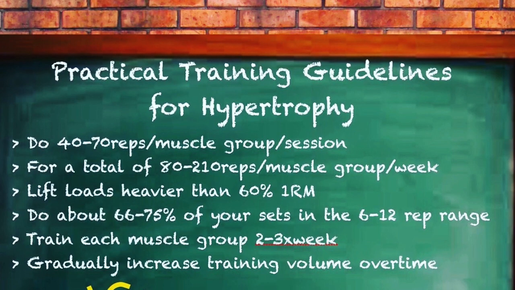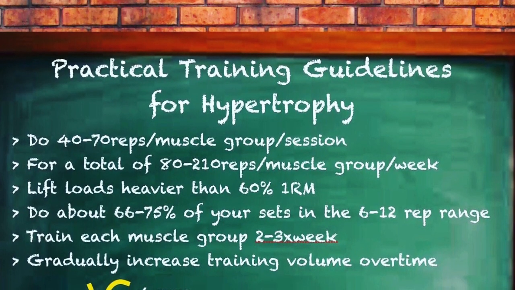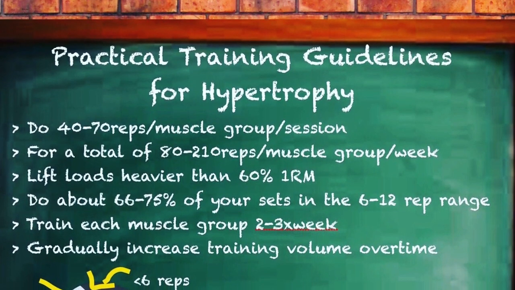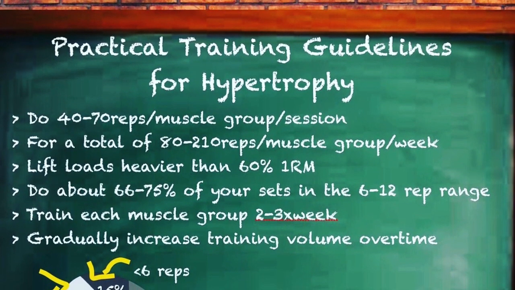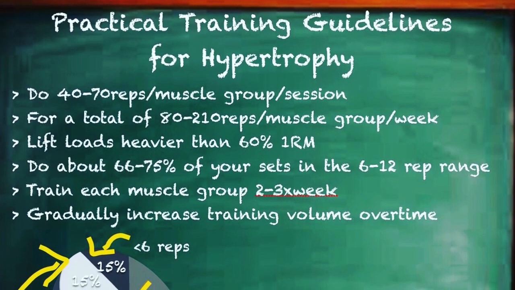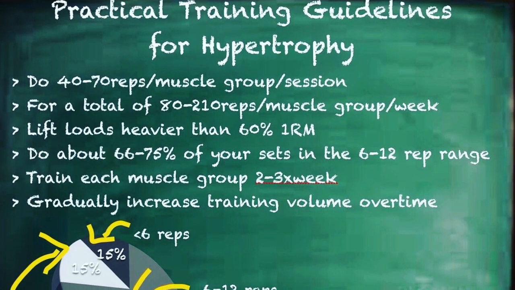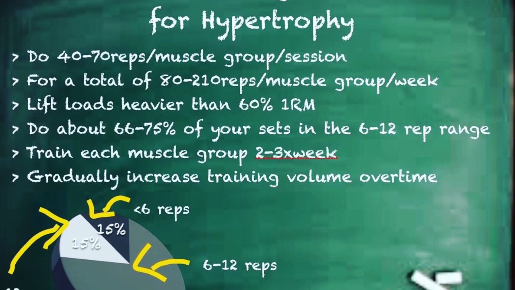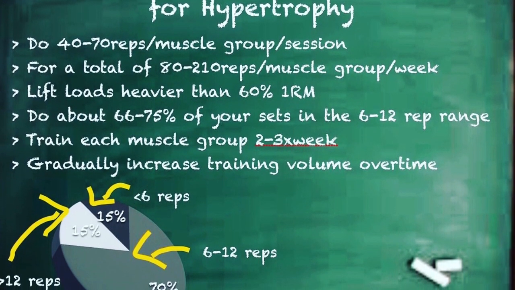And then getting into Wernborn's exact or more exact numbers to apply to your training. Essentially, per session, you should do 40 to 70 reps per muscle group, and that is for a total of 80 to 210 reps per muscle group per week. So if you train 2 or 3 times a week, that's your range, 80 to 210 reps over the course of a week per muscle group.